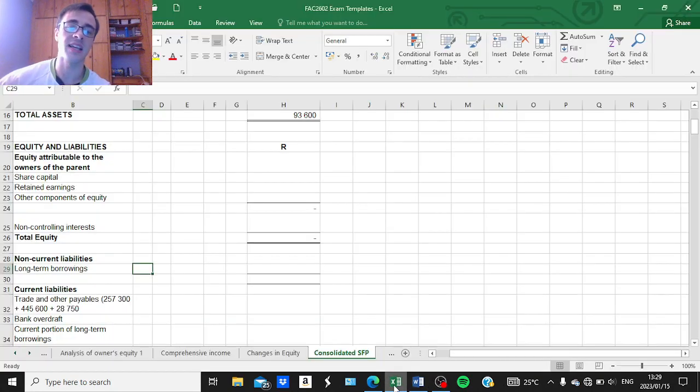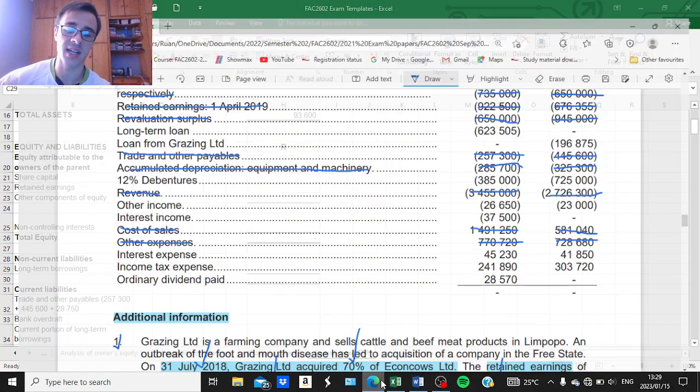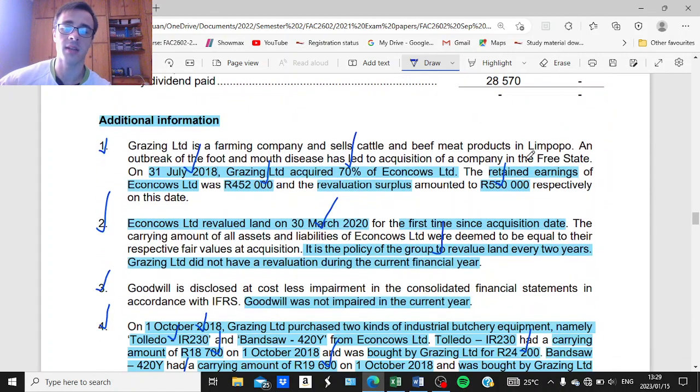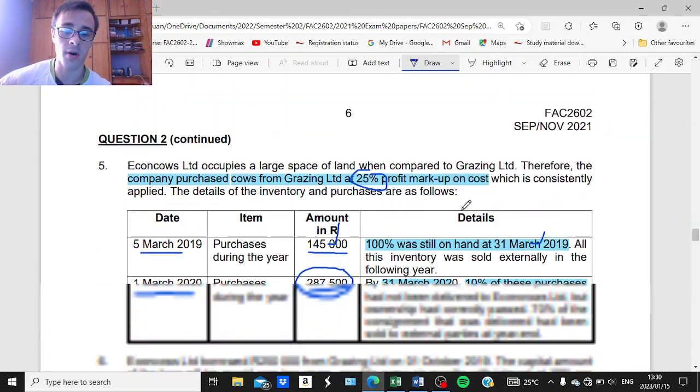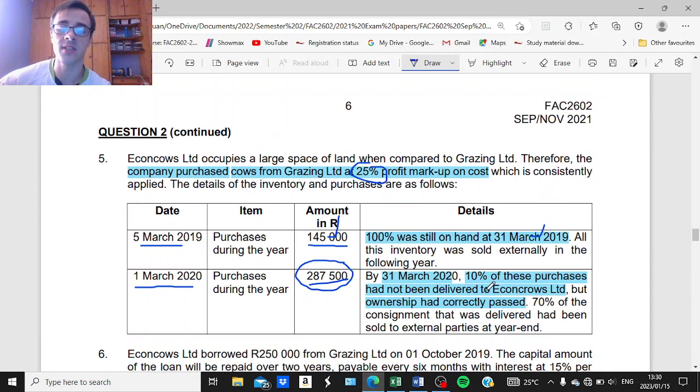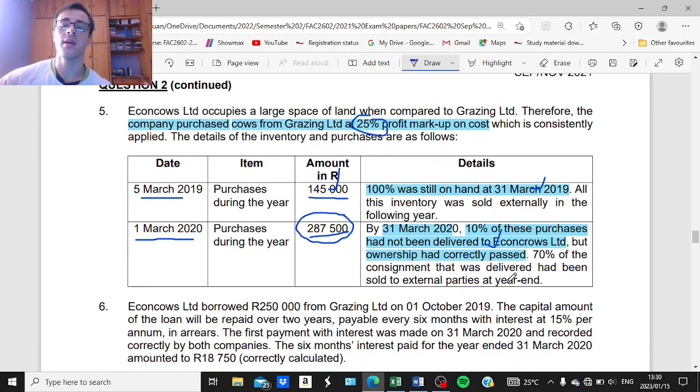Normally, they would only include it as part of closing inventory once it has actually been received. But in this case, the ownership has already passed, so we need to account for it as part of closing inventory. Now, if 10% of the total purchases, which was 287,500, was not delivered by year end, it means that the remaining 90% has been delivered by year end.